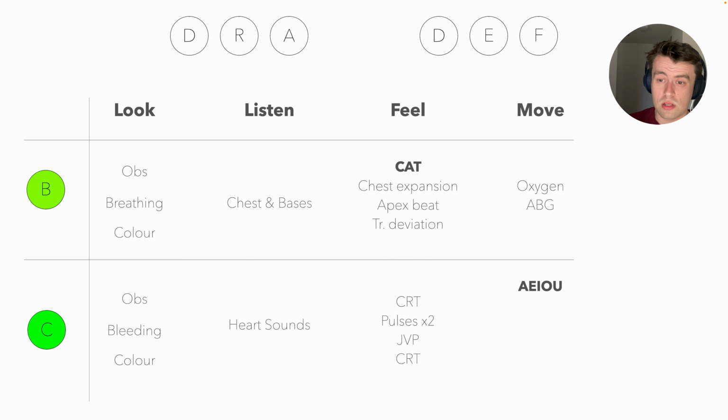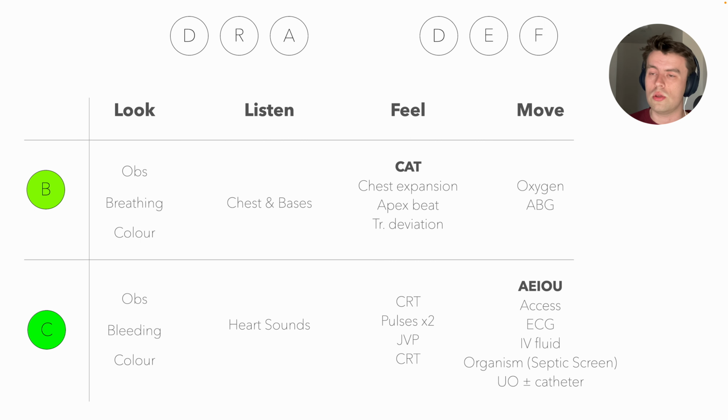So what is this all about? That is about access, getting access for the patient. E, ECG. I, IV fluids. O for organism. So now you're thinking, could this be sepsis? U, urine output. And you can't get good urine output without a catheter. Particularly in an acutely unwell person, they're going to need this.